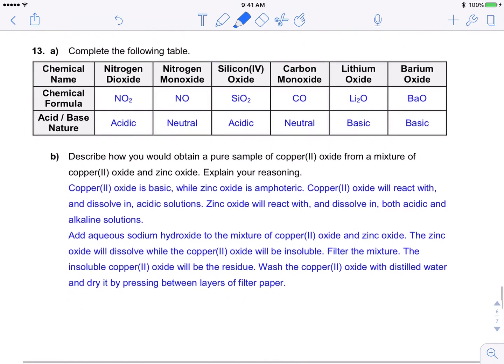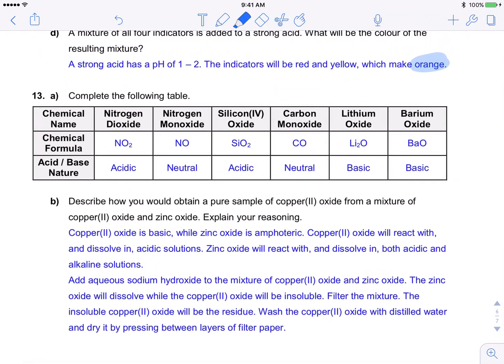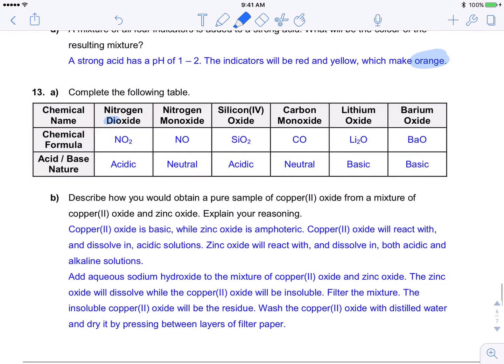Complete the following table. So we just need to look at the name to write the formula. Nitrogen dioxide, that means there's 2 oxygen to it. Okay, you think about it, it's a non-metal oxide, so it's either acidic or neutral. It's not one of the 3 that's neutral, so it's acidic. So on and so forth, you fill out the whole table.